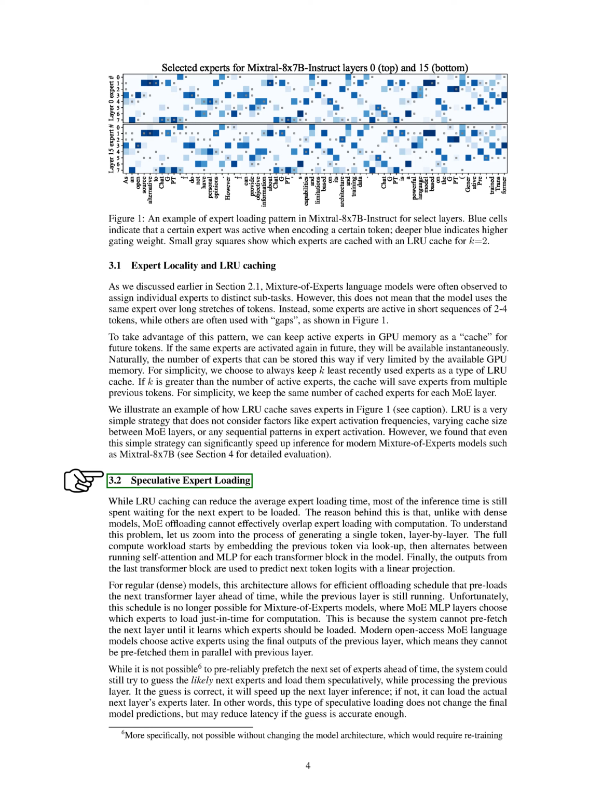Section: Speculative Expert Loading. We're going to discuss a concept called speculative expert loading. In simple terms, this is a method to speed up the process of loading experts in a mixture of experts model. You see, while least recently used, LRU caching can help reduce the average time it takes to load an expert, most of the time spent during inference is still waiting for the next expert to load. This is because, unlike with dense models, offloading can't effectively overlap the loading of experts with computation.